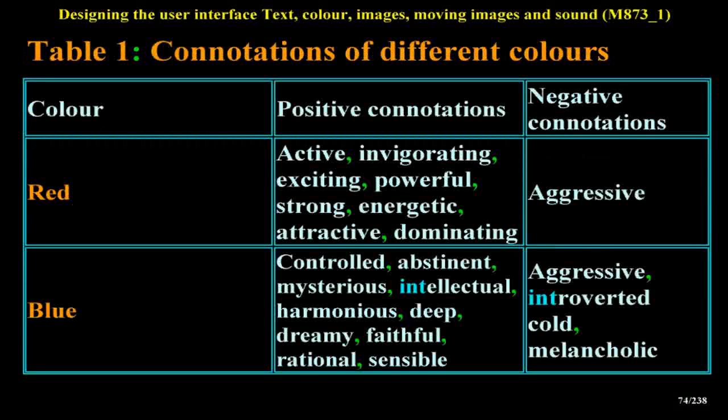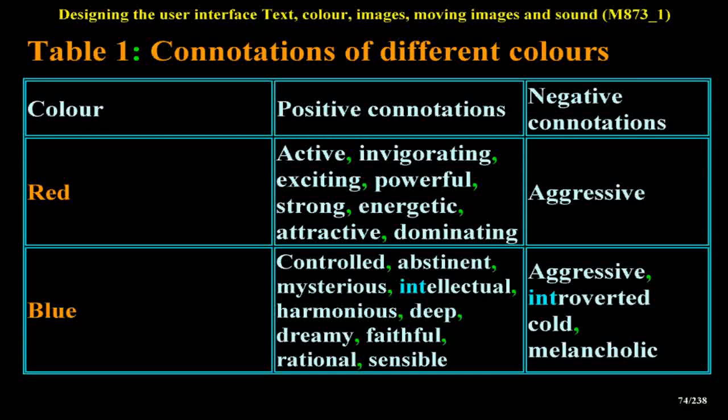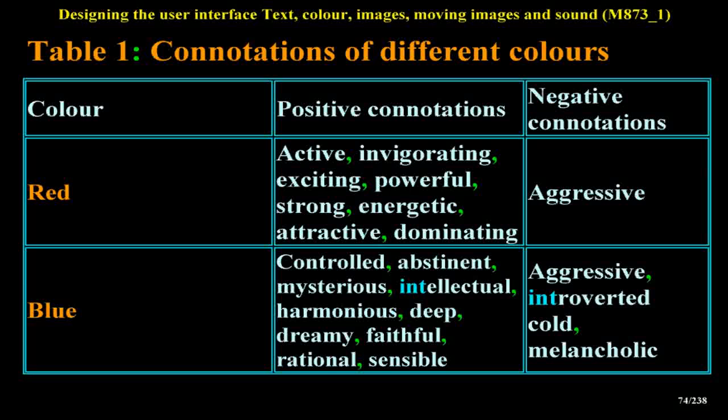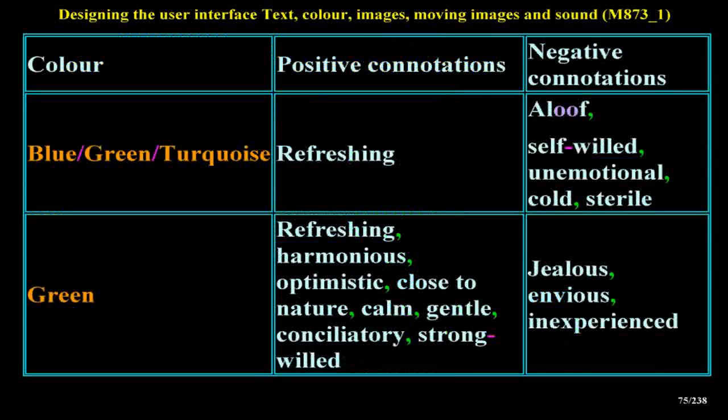Table 1. Connotations of different colors. Color, positive connotations, negative connotations. Red: active, invigorating, exciting, powerful, strong, energetic, attractive, dominating; negative: aggressive. Blue: controlled, abstinent, mysterious, intellectual, harmonious, deep, dreamy, faithful, rational, sensible; negative: aggressive, introverted, cold, melancholic.